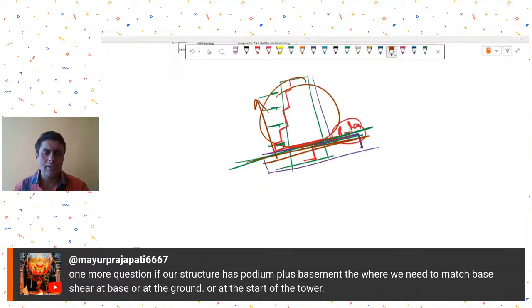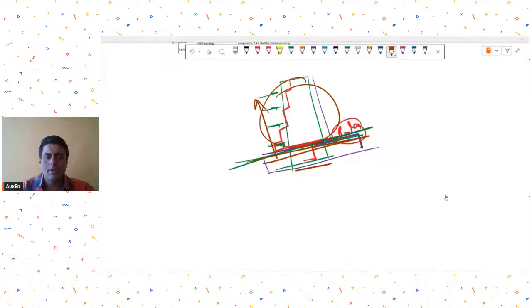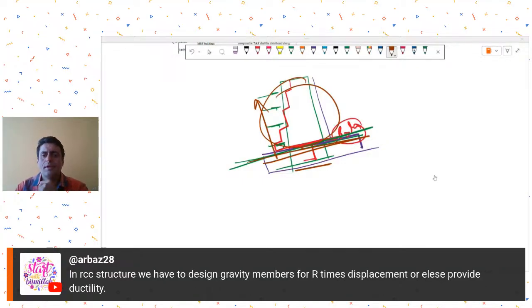Otherwise, I think you should do the base shear scaling at the base if shear reversal is not happening. These are my views. This is not given anywhere in the codes, but this is what I think. Okay, this is what I can think of. All right.